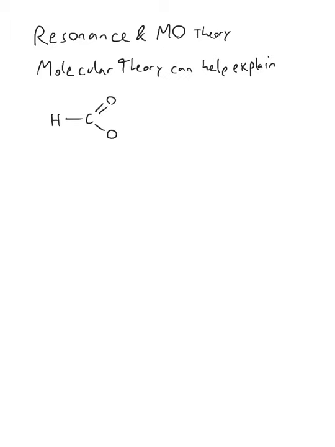Resonance and molecular orbital theory. Alright, so we've discussed resonance before. Molecular orbital theory helps explain it a little better. So say we see this formic acid. Right, we've seen this resonance structure before.